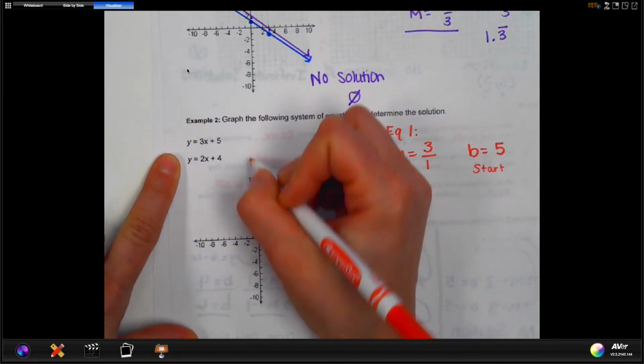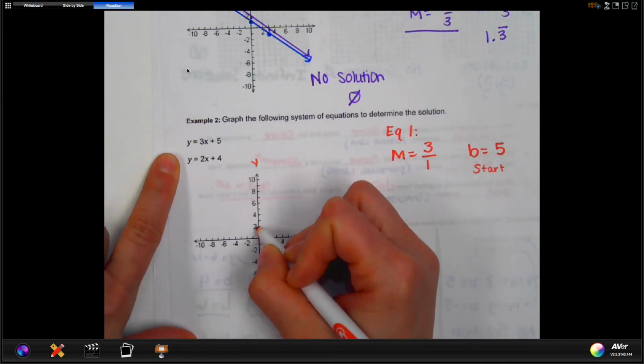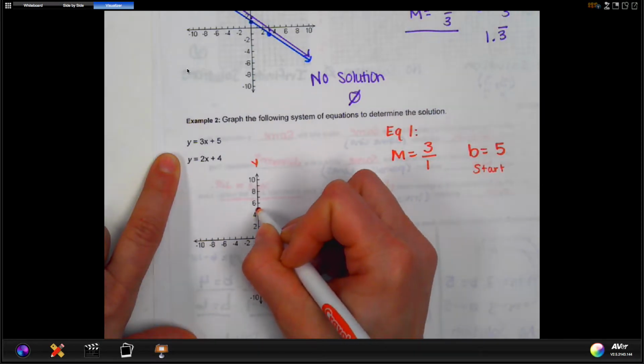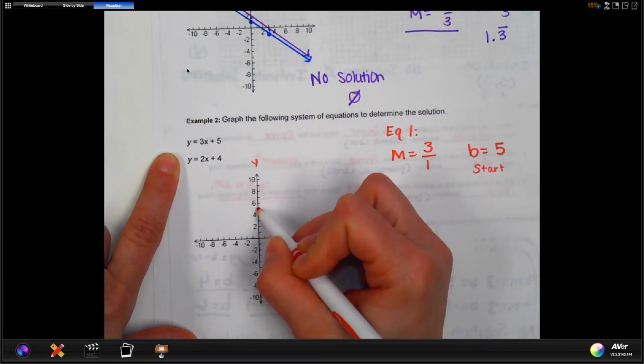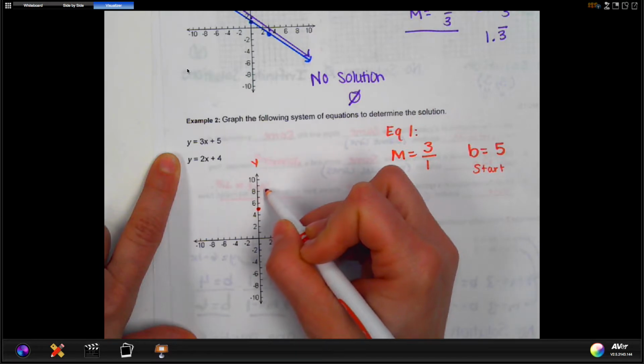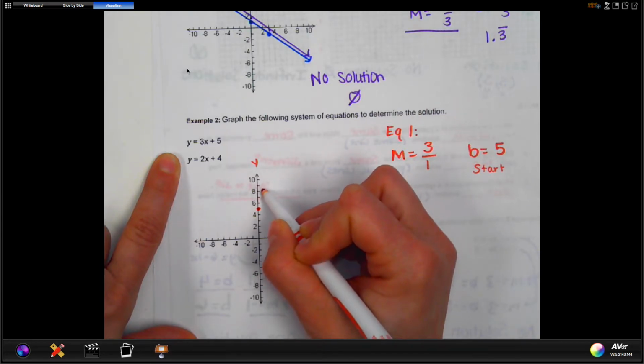So b is 5 on the y line. So I'm going to go up to 5 and I'm going to make a dot. And then it says my slope is 3 over 1, both positive. So I'm going to rise 3, 1, 2, 3, and run 1. And I'm going to make my second dot.